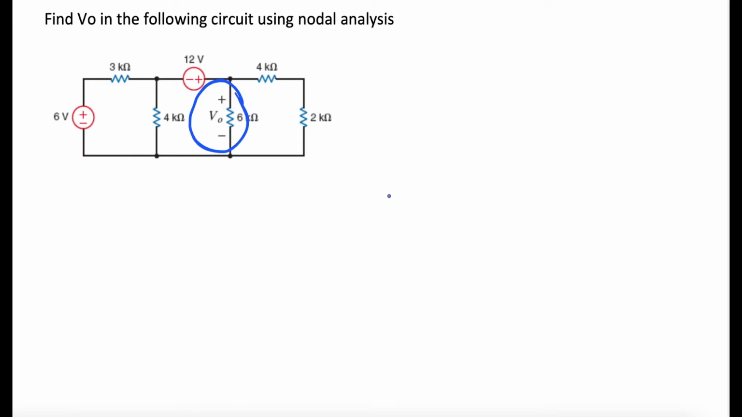The difference between this example and the last example is that on the right side there's no voltage source over here anymore, as it's replaced with a resistor. So we're going to see what we can do now to try and find out what V naught is, right? So let's get right into the video.